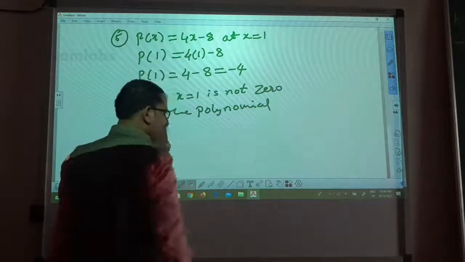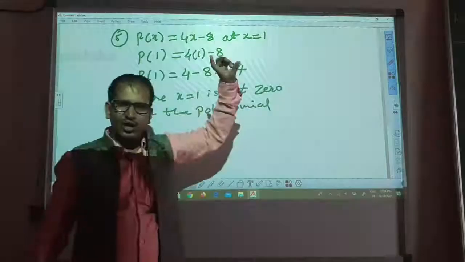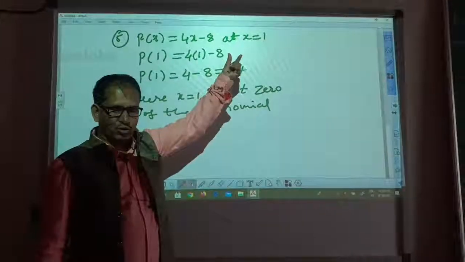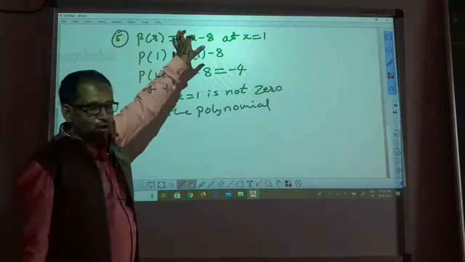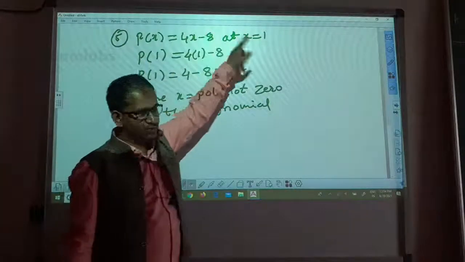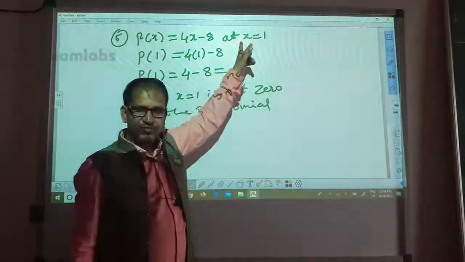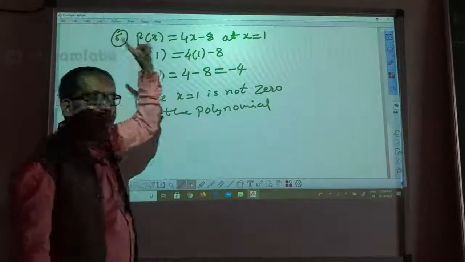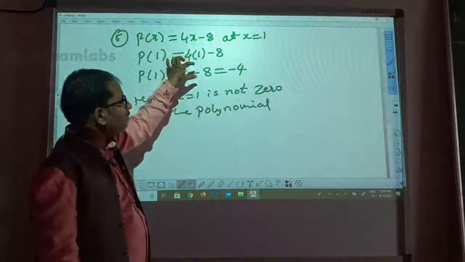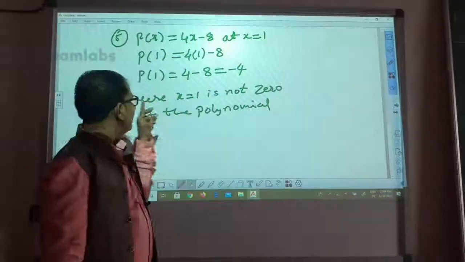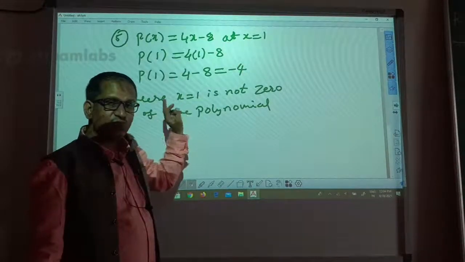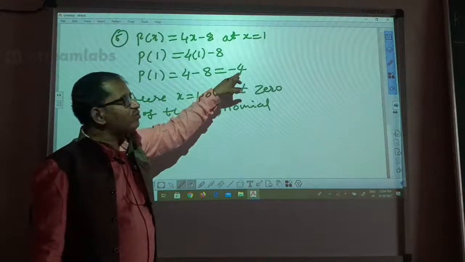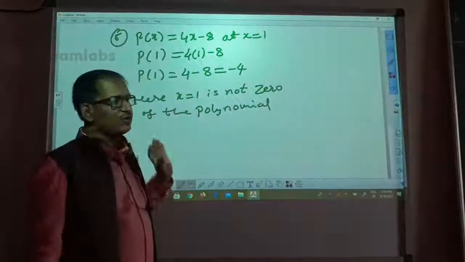That means any value given, if you take any value of x and put it in the polynomial, and if the value of the polynomial becomes 0, then that x value, that is x is equal to 1, is a zero of the polynomial. But here this value is not 0, then it is not a zero of the polynomial.